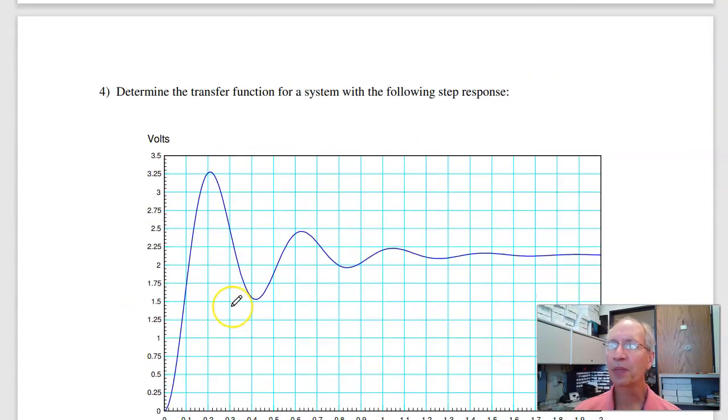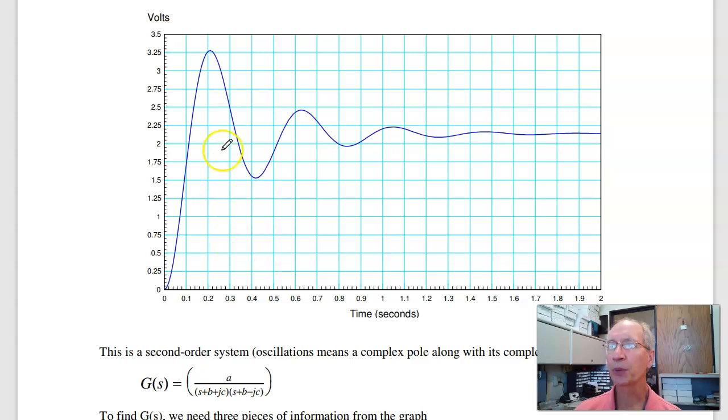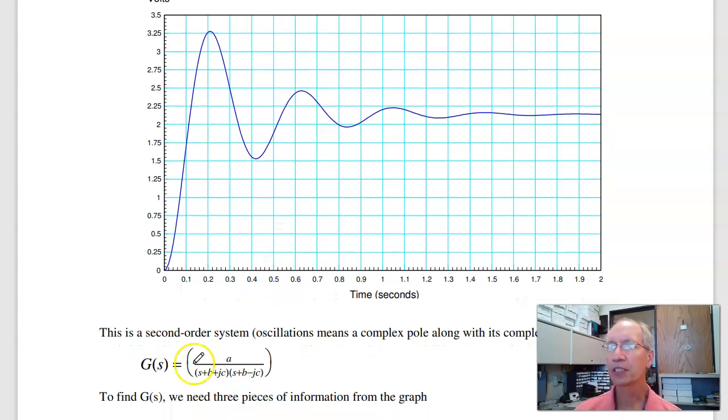Finally, the last problem. If I'm oscillating, I know I have complex poles and its complex conjugate. So here's the answer. I've got to pull 3 pieces of information off this curve. One is I get the frequency of oscillation. So here's 1 cycle, 2 cycles, 3 cycles. That tells me the complex part of the pole, C. Here's the 2% settling time. That tells me the real part. And the DC gain tells me A.